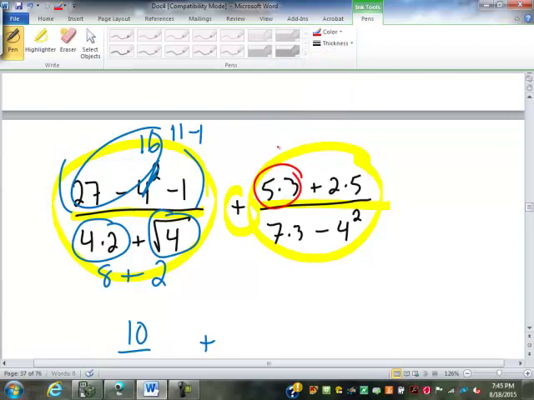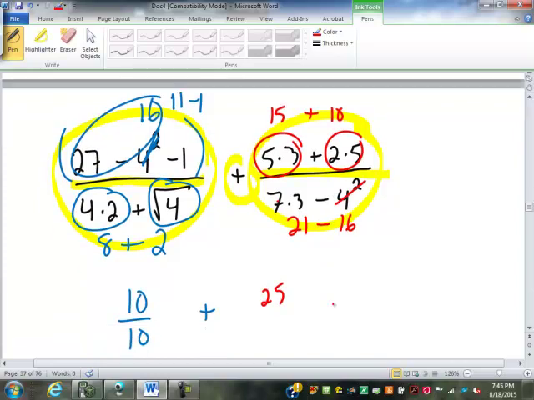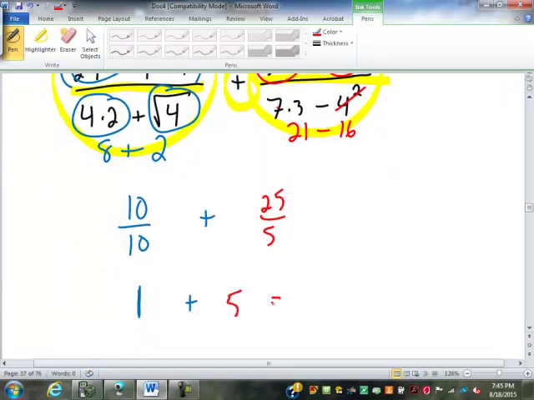Multiply. 5 times 3 is 15. And then 5 times 2 is 10. 15 plus 10 is 25. On bottom, squared, so 4 squared is 16. 7 times 3 is 21. Subtract to get 5. 25 over 5 is 5, so that adds up to 6. How many of you had 6? Cool.